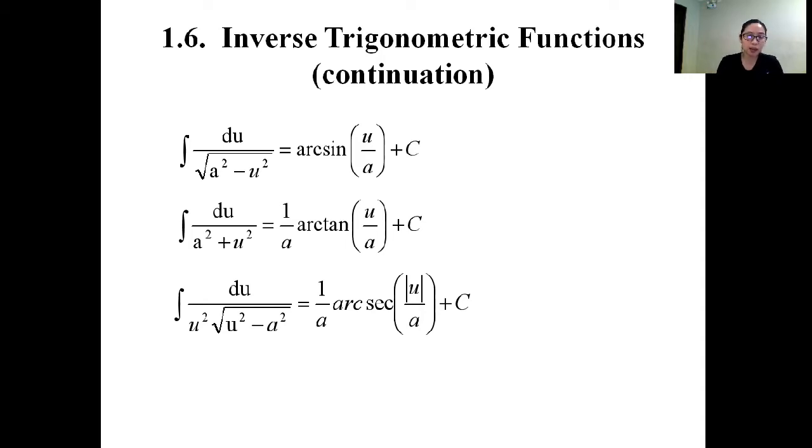And if it is the integral of du over u times the square root of u squared minus a squared, it is equal to 1 over a arc secant of the absolute value of u over a plus c. So these are what we need to remember.